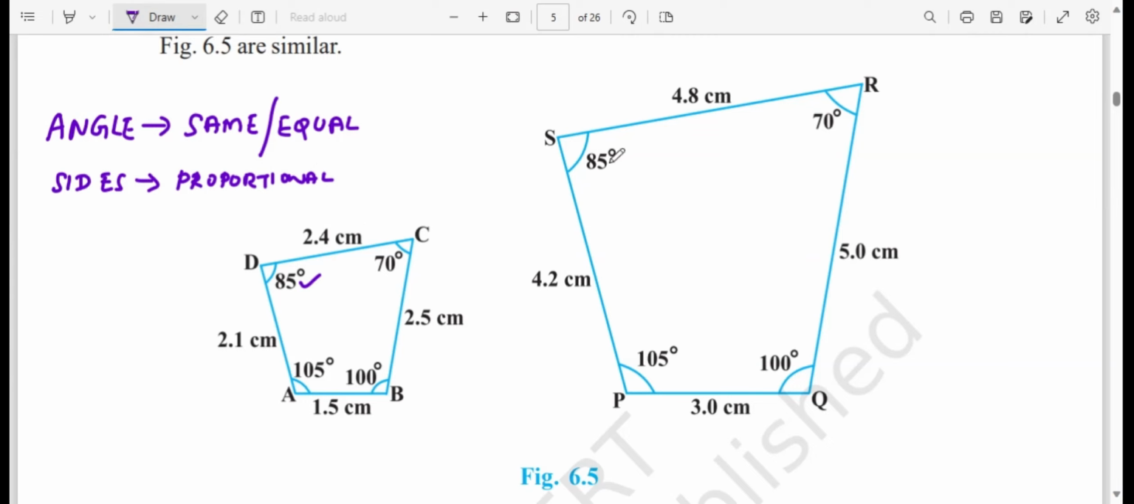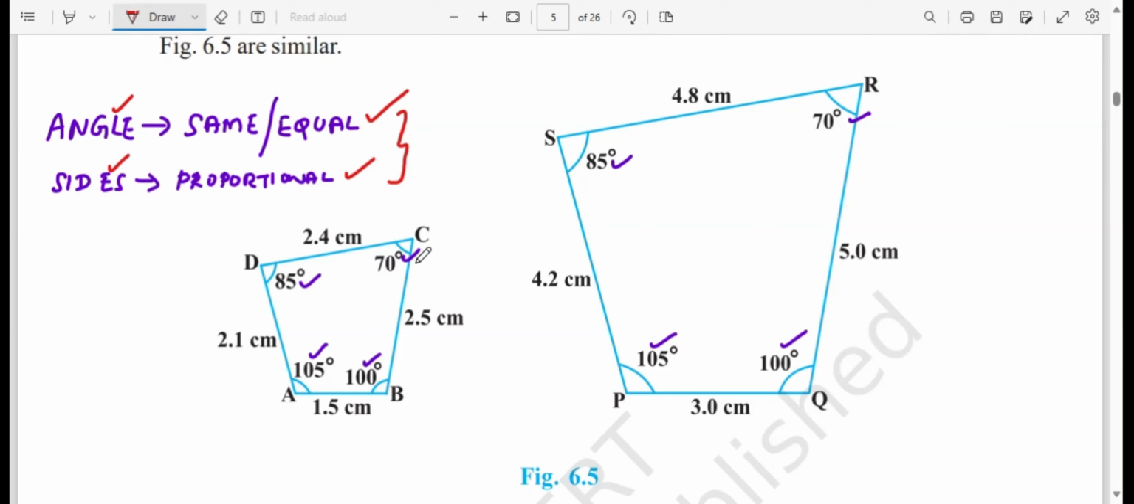So here it is 85 degrees, here also it is 85. 70 degrees, 70; 105, 105; and 100. So the angles are equal, the angles are the same. The next one is the sides, which have to be proportional. So for a figure to be similar, it has to satisfy both criteria: the angle criteria and the side criteria. All the angles should be equal, and the sides have to be proportional. Then only can we say that the two figures are similar.